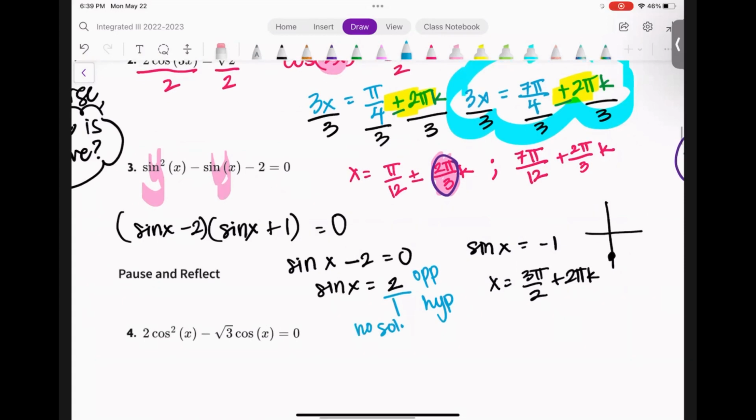But here's my answer because they asked me to find all the solutions. There it is. x equals 3 pi over 2 plus 2 pi k. Ms. Johnson, should I write no solution? No, you should not write no solution because that's not true. But there is no solution for the equation on the left. For the whole equation, there is a solution.